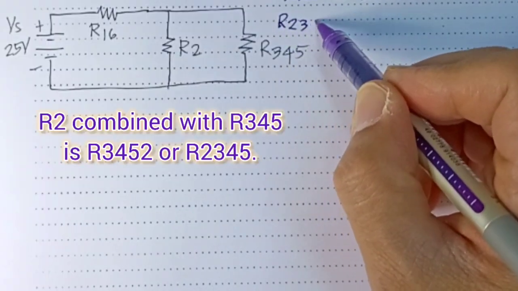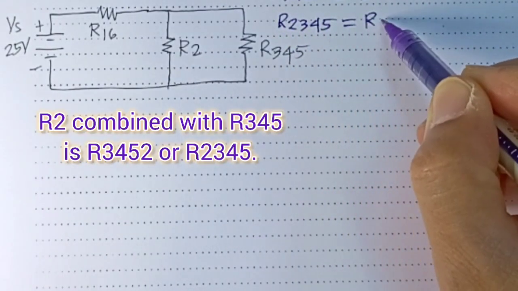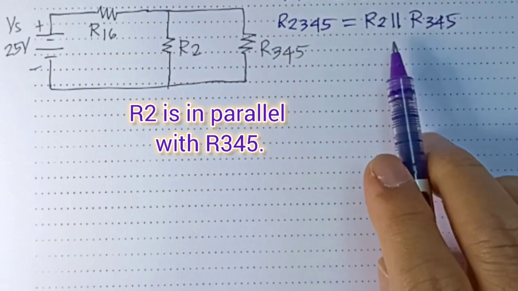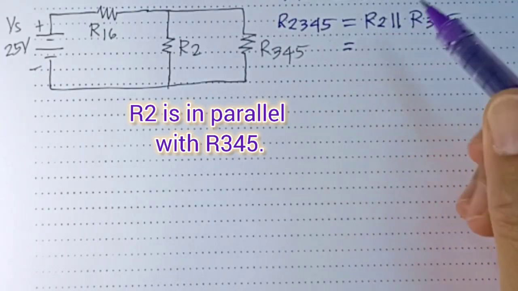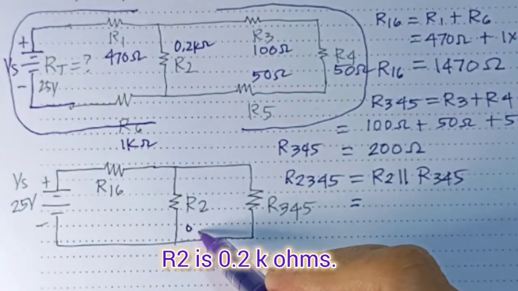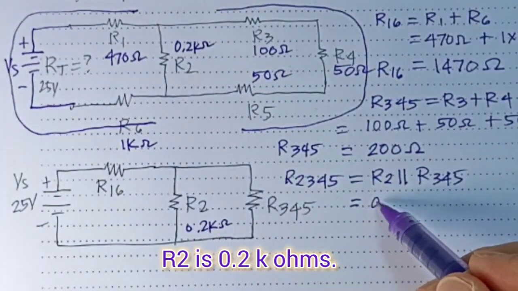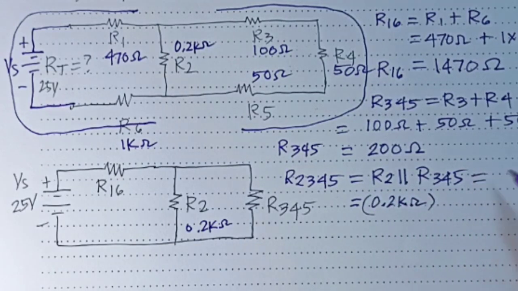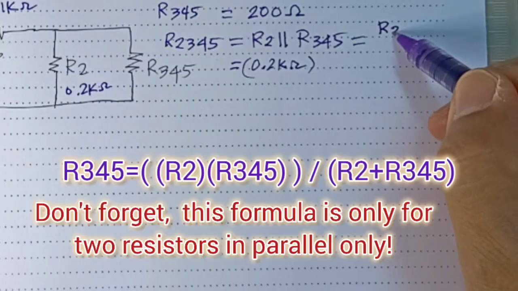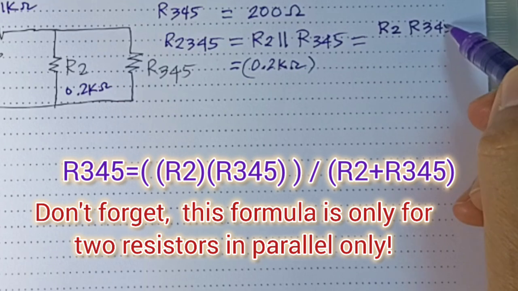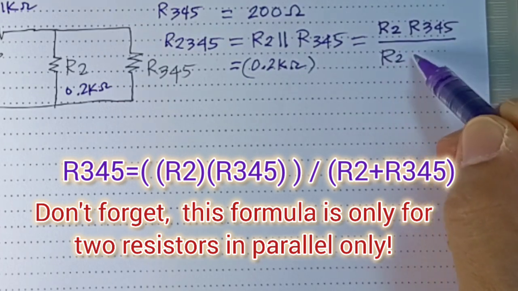We can say R2345 is R2 parallel to R345. This symbol means parallel. And what's the value of R2? It's 0.2 kilo ohms in the given. And so we will have 0.2 kilo ohms. The formula for two resistors in parallel is this. This is the short way: R2 multiplied by R345 divided by the sum of the two resistors.